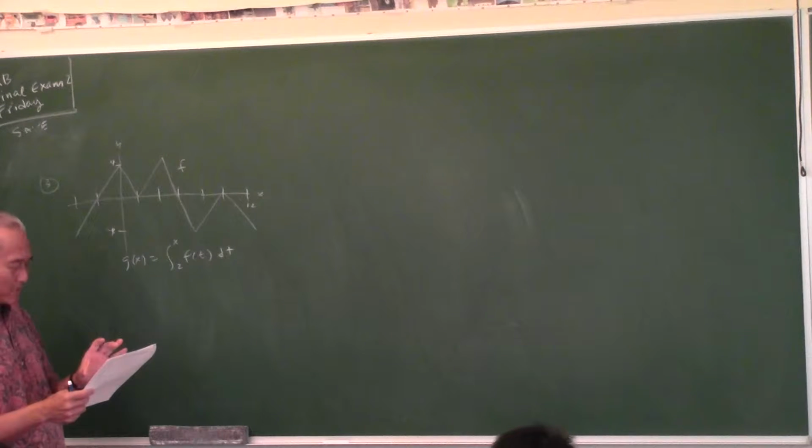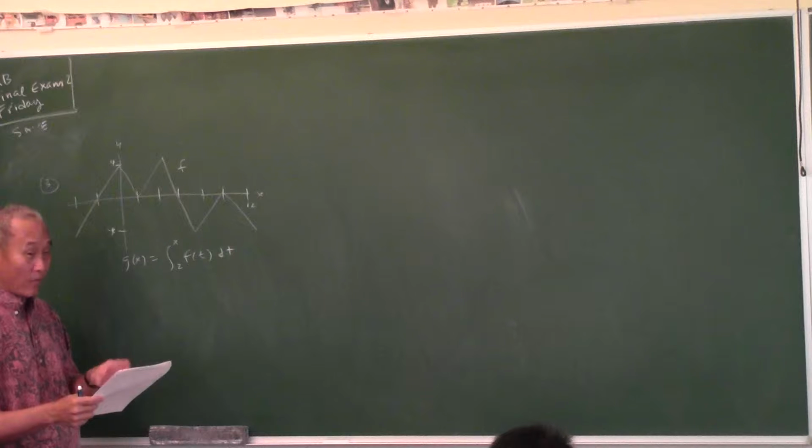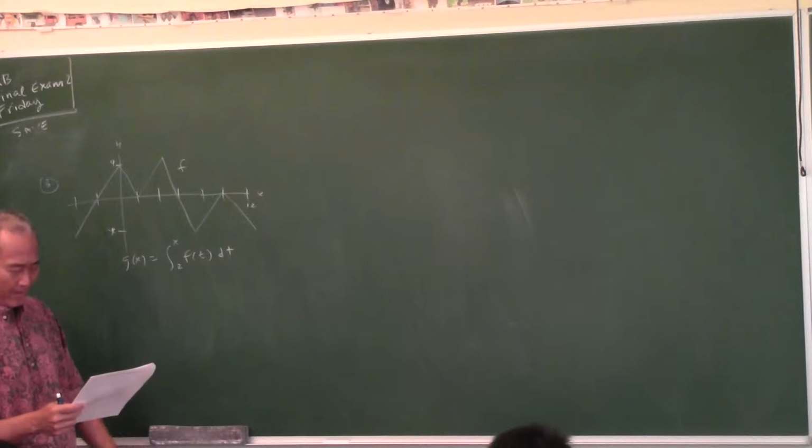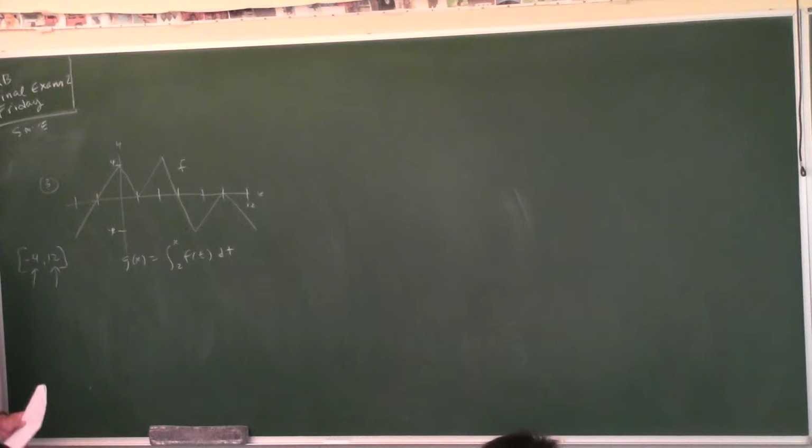Anyway, it says find the absolute minimum and the absolute maximum value of g. Now, when they say value, they want the y coordinates. From -4 to 12, including the endpoints. So that means if you do not check the endpoints, you lose half the points already. You have to consider the endpoints.